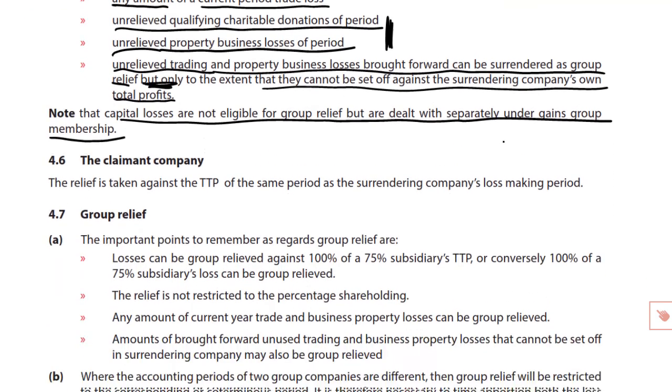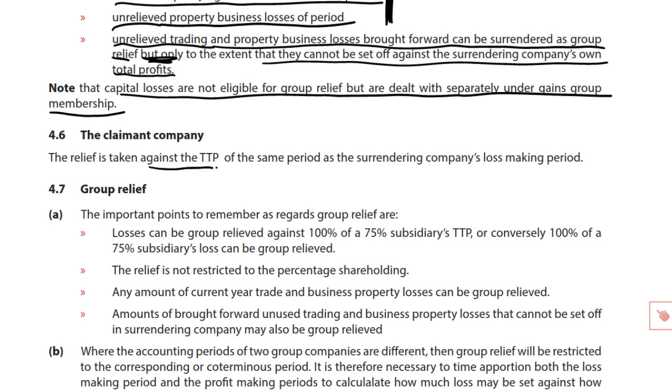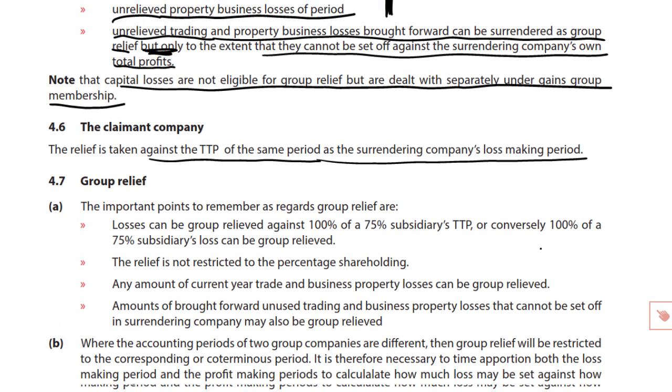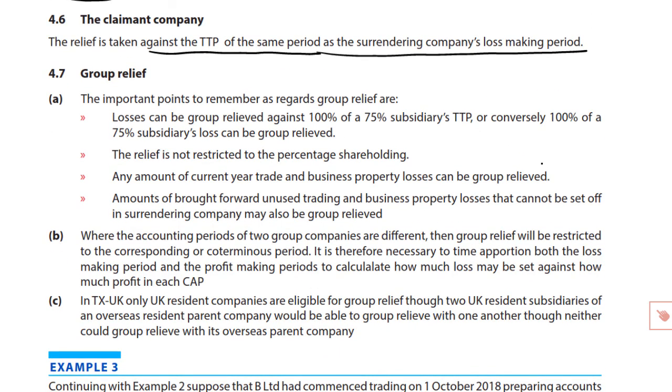The claimant company, the relief, as we know, is taken against the TTP of the same period as the surrendering company's loss-making period. Again, when you group relieve in the current period, it must be against a coterminous period. Group relief summary. The important points to remember about group relief are: losses can be group relieved against 100% of a 75% subsidiary's TTP, or conversely 100% of a subsidiary's loss can be group relieved.